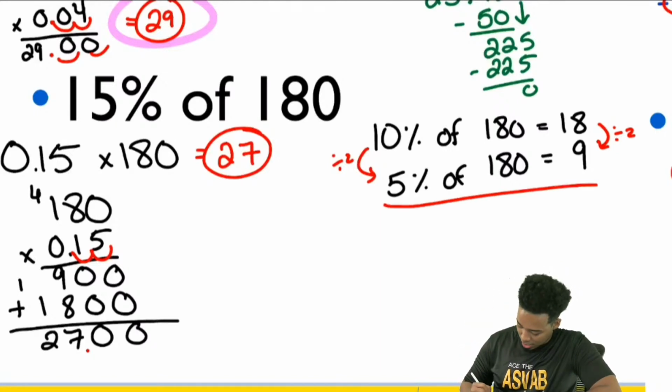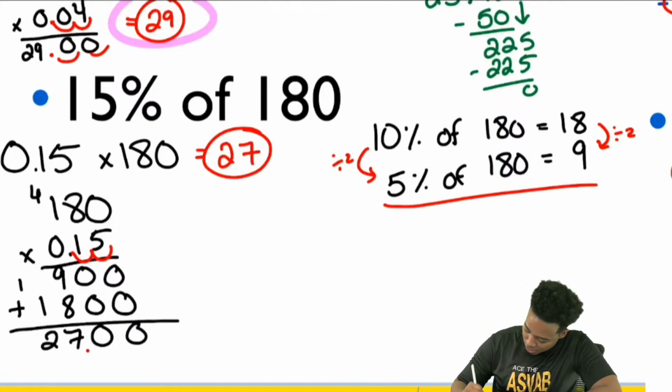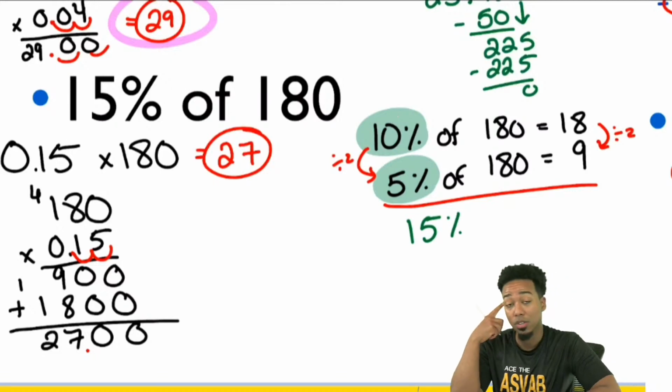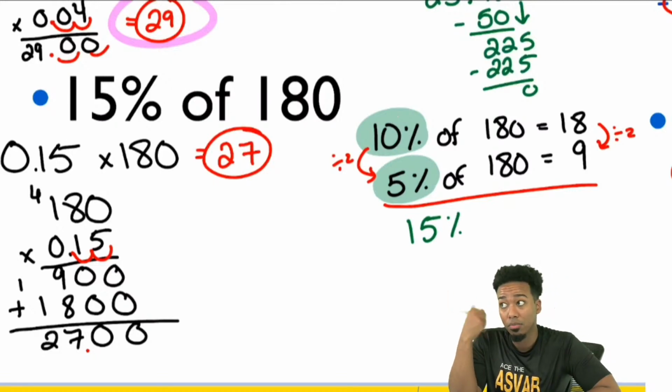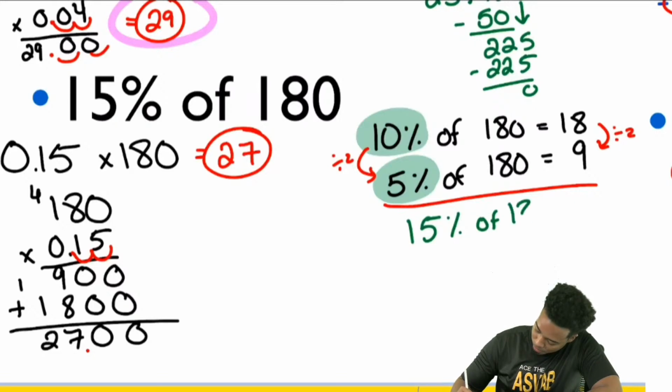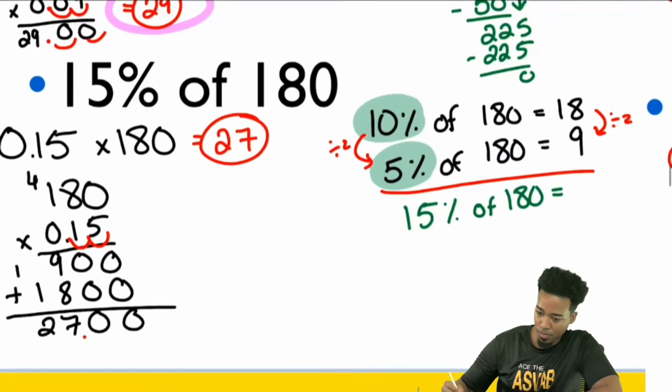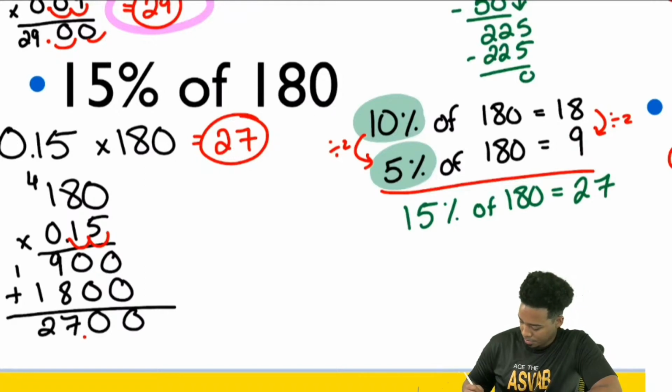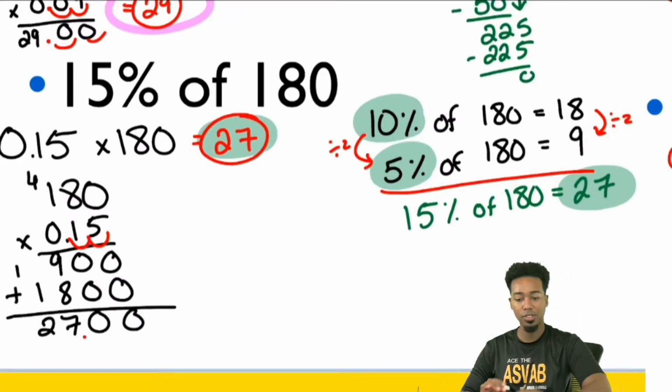Now that we have all of this set up, guess what, my party people? 10% and 5% makes 15%. You can do this in your head. 10% is 18, 5% is half that, so 9. 18 plus 9 is what? 27. And there it is. You get the same exact answer.